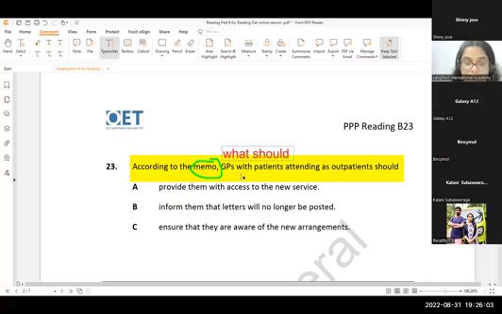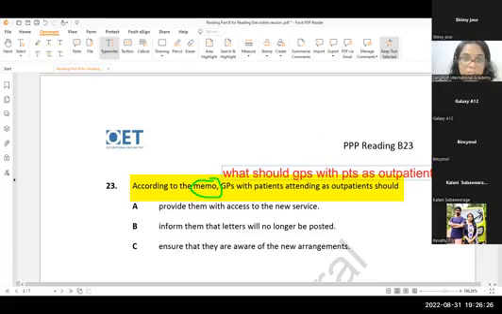What should GPs do with outpatients? What should they do? So based on the memo, what have they asked GPs with outpatients to do? Okay, so all of you take a second, understand the question. All right. All of you clear? Shall we move on to the extract?